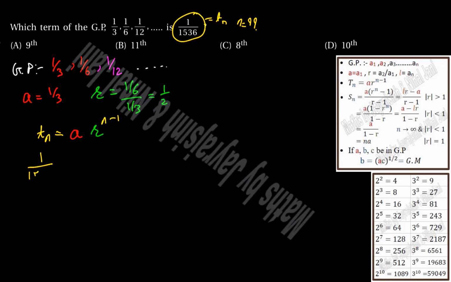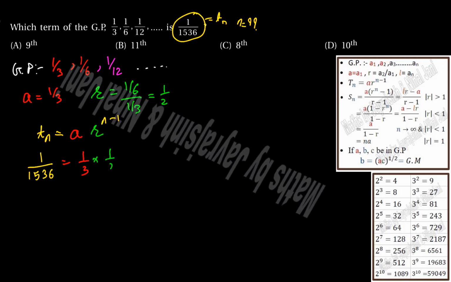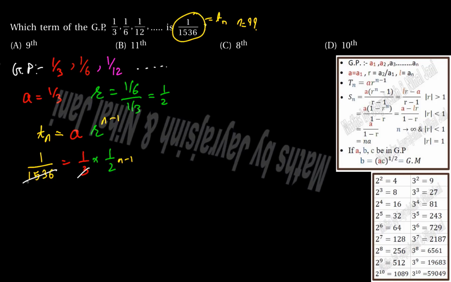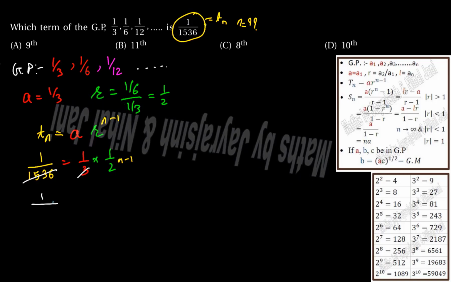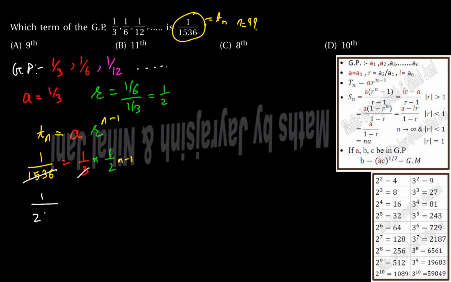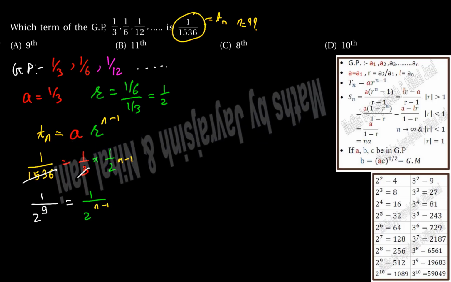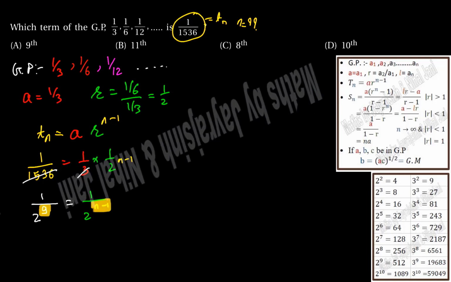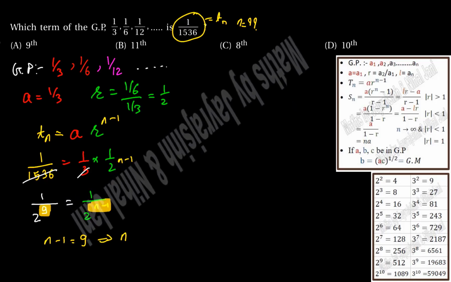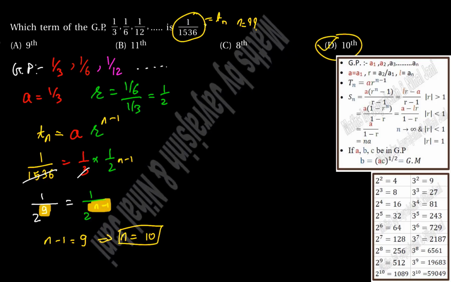Now let's substitute the value. Your Tn is 1 upon 1536. Your a is 1 by 3 into 1 by 2 raised to n minus 1. Now we know that 3 and 1536 will cancel out. We will get 1 upon 512, which is nothing but 2 raised to 9. So we'll get 1 upon 2 raised to n minus 1 is equal to 2 raised to 9. By comparing the powers, we can say n minus 1 is equal to 9, or we can say your n must be 10, which is given in option D. Ta-da!